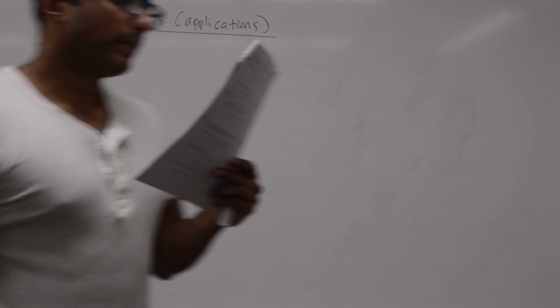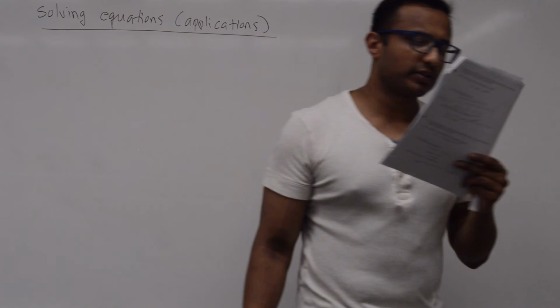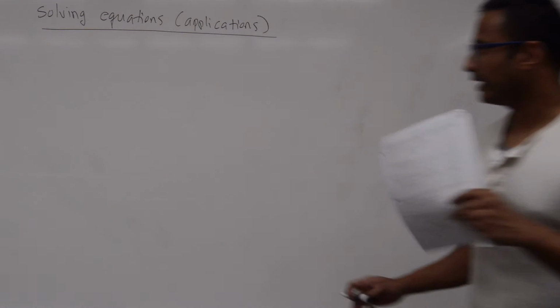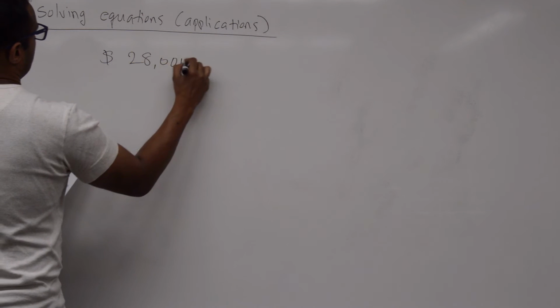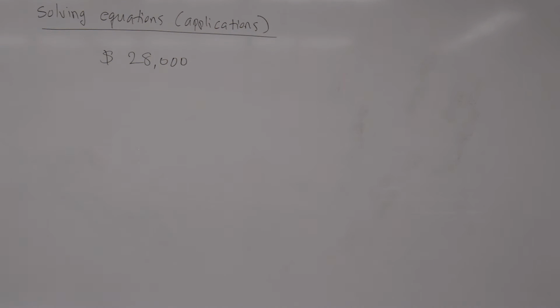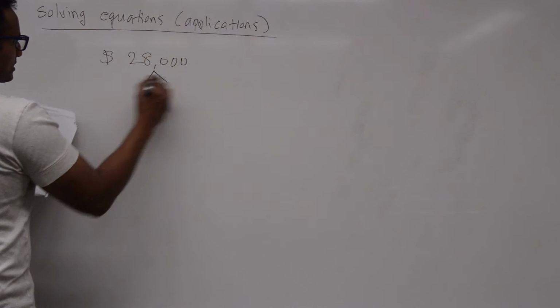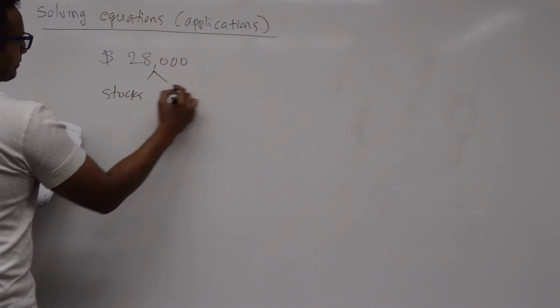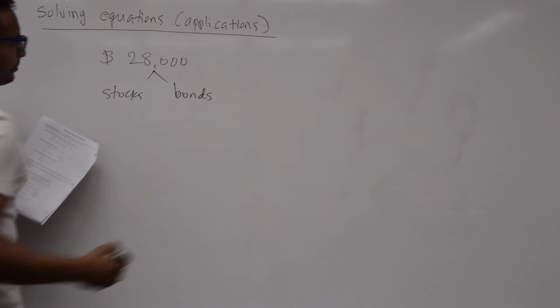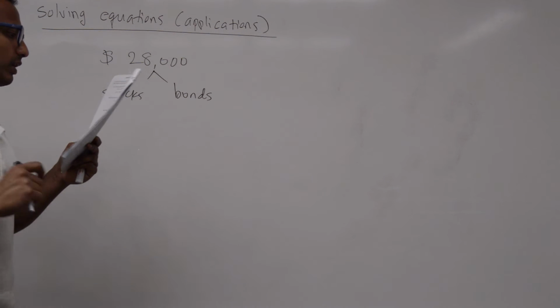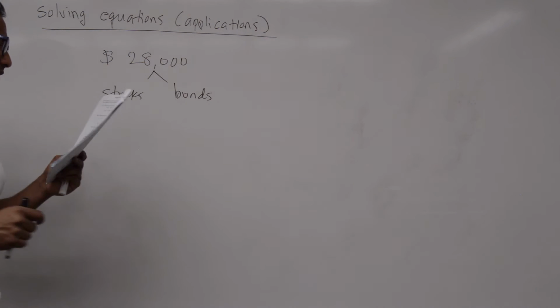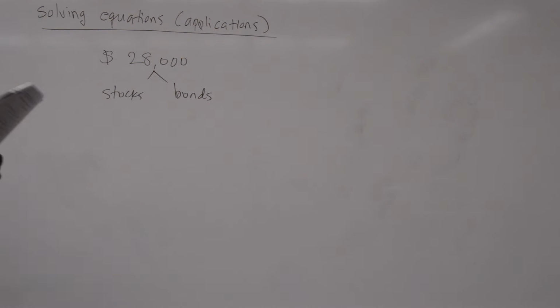It says, a couple wants to invest $28,000 for their child's college fund. Okay, so this couple has $28,000. Now what do they do with that? They choose to invest this in stocks and bonds. So some of it they put in stocks, and then some of this $28,000 they put in bonds. Now it says since bonds are safer than stocks, the couple invests $12,000 more in bonds than they do in stocks. How much money is invested in stocks and in bonds?